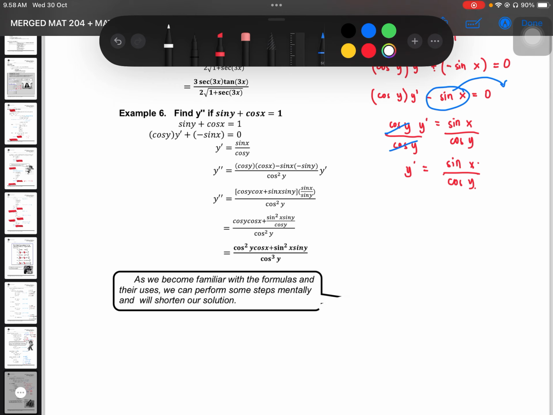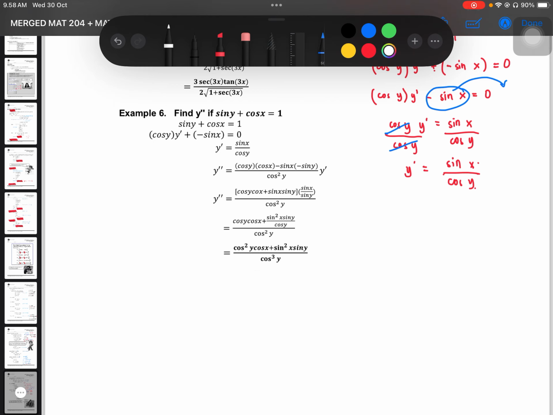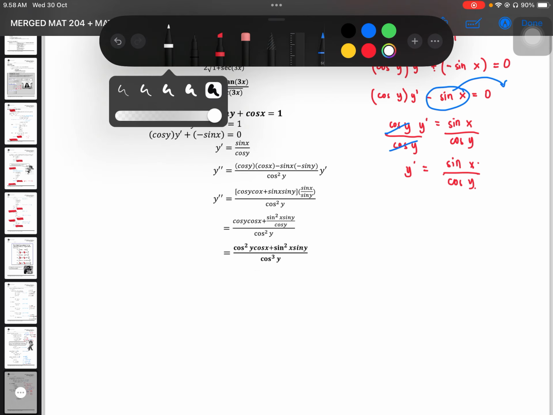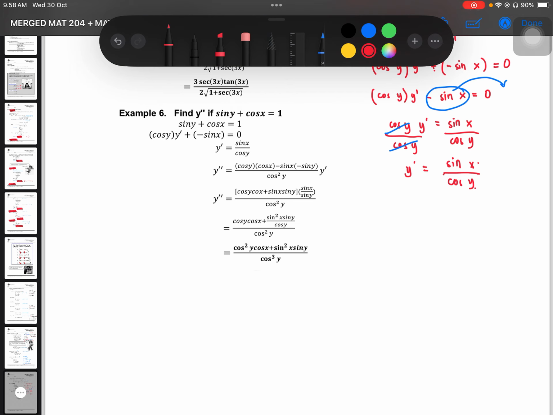Okay, so lakihan lang ulit natin yung ating space. Okay. So, let's get the second derivative. Gamit na ako ng blue. Y double prime. Okay. So, sa ating quotient rule natin, we have v du minus u dv over v squared. Okay. So, v muna.